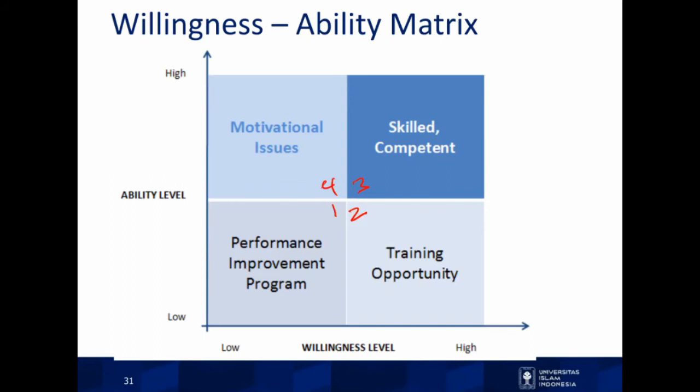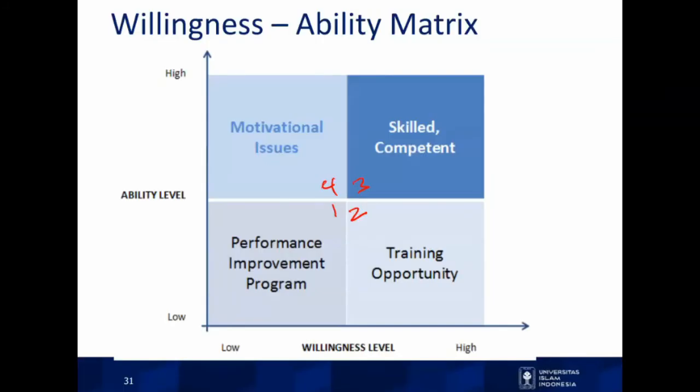Quadrant number 1, or area number 1, consists of employees with low willingness, low motivation, and low skill. It may be a bit surprising how a company or organization can find this kind of employees. Maybe there is something wrong with their recruitment program. All right.